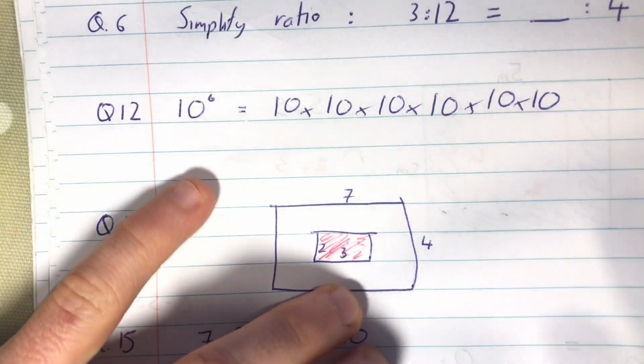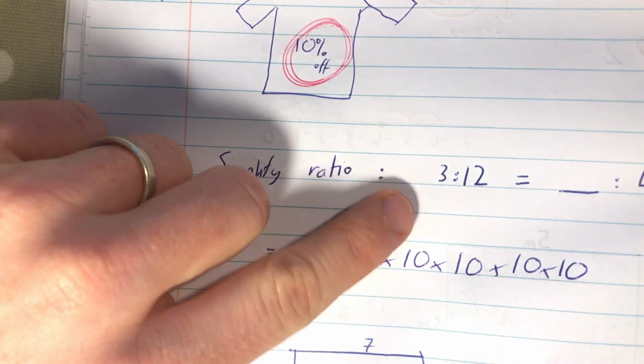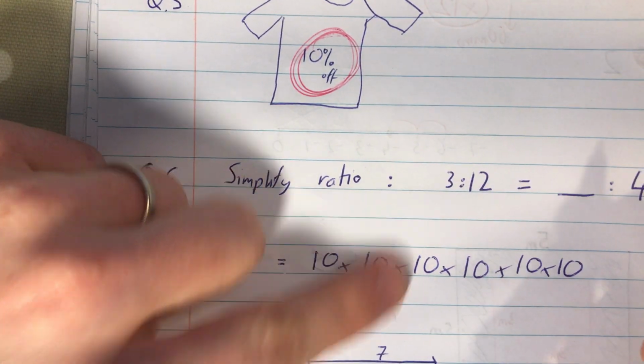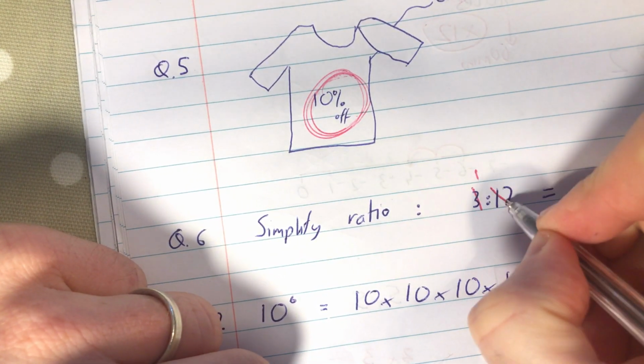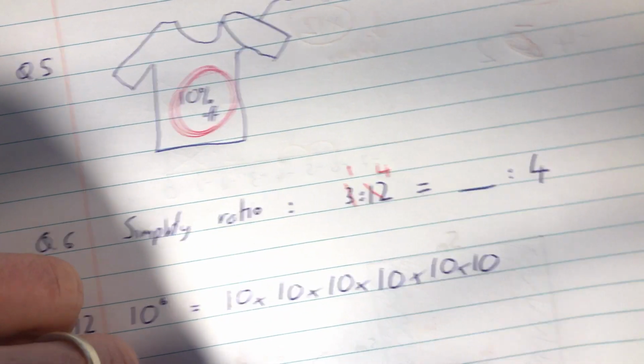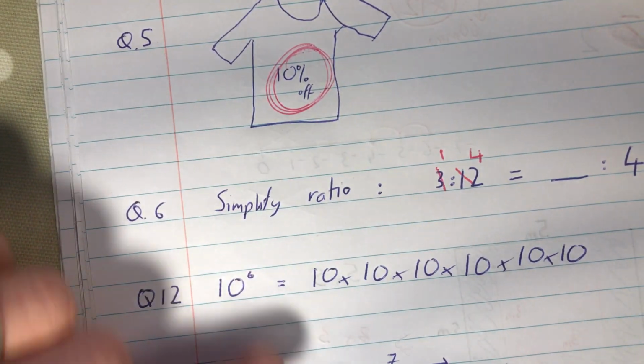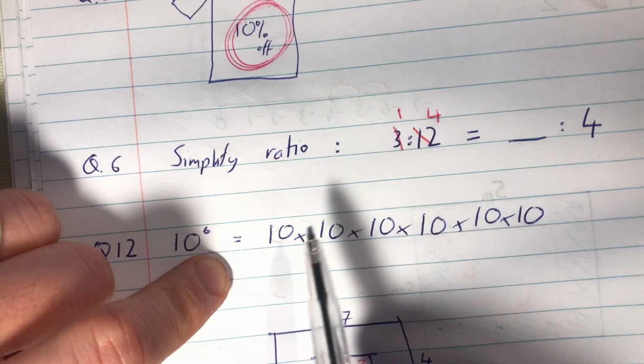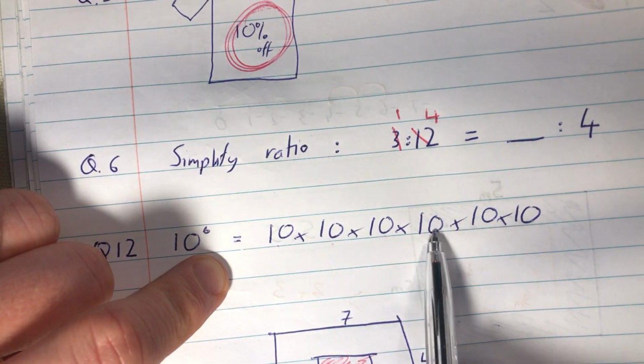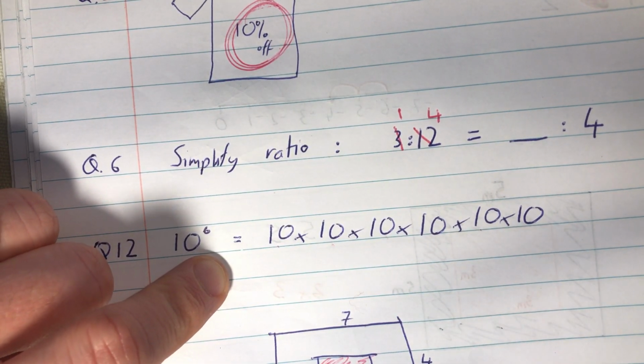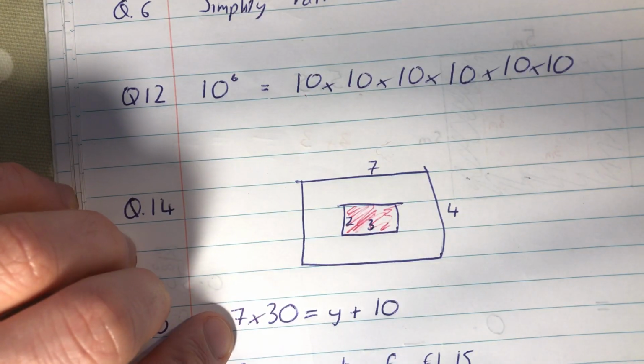Simplify this ratio. 3/12 is the same as, well, what goes into 3 and 12? 3 goes into 3 once, 3 goes into 12 four times. So you should be able to figure that out. 10 to the power of 6 just basically means 10 by 10 by 10 by 10 by 10 by 10. So it's going to be 1 and 6 zeros. So you'll figure that out.